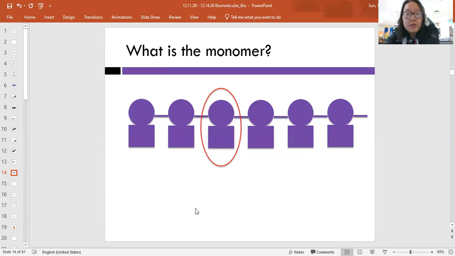So here is an image where you can see a bunch of monomers linked together, and this whole thing overall is a polymer. But the monomer is this single individual unit that is being repeated over and over to make this overall polymer.